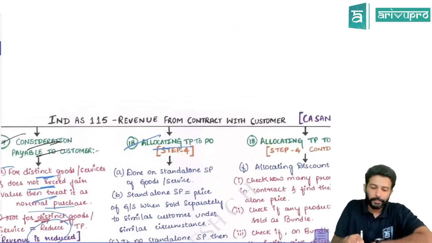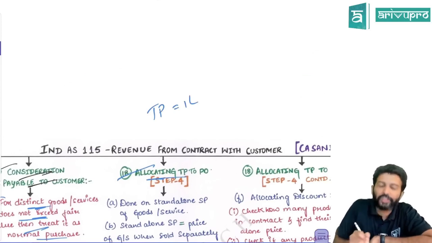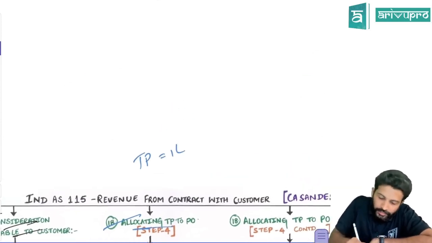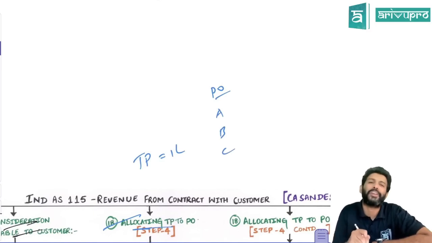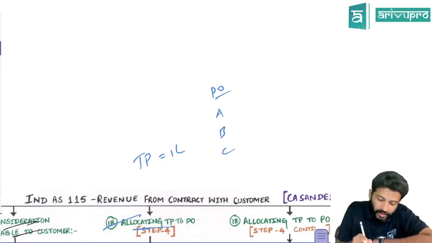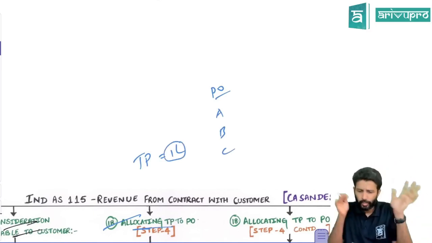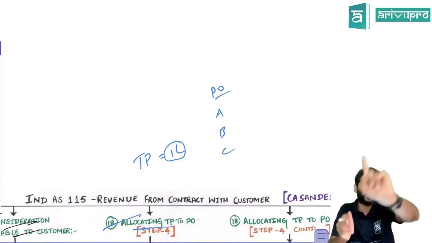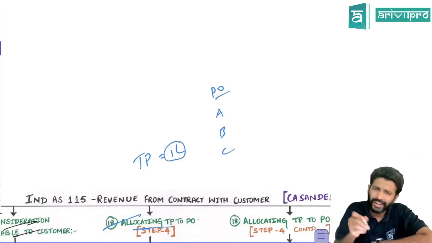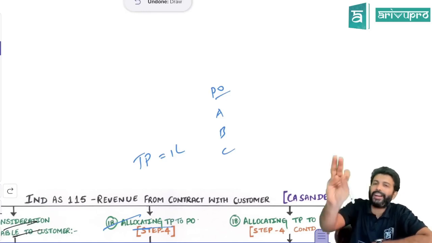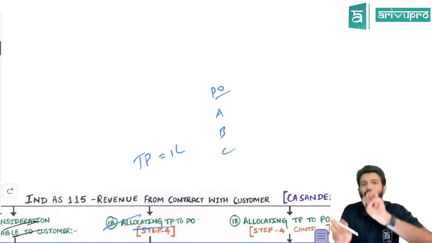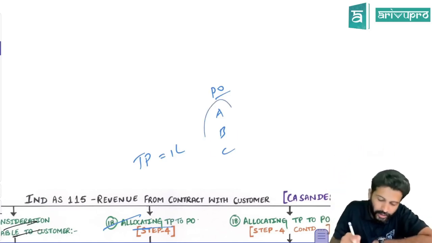Sir, let's say there is a transaction price of 1 lakh rupees. We have 3 performance obligations, let's say A, B, C. The contract has only one price: all the 3 promises you have executed as one contract, and that one contract has only one price, which is 1 lakh. But in this contract, you have made 3 promises to the customer, which I'm calling ABC.